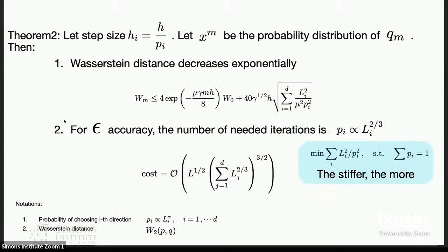So the exact statement of the theorem is also the same. You have the exponential convergence in terms of the Wasserstein distance, and you have the discretization error. Now, in order to control the discretization error, this pi, the probability of each coordinate getting chosen, is Li to the 2/3. We don't know why, but this is what we got. Also, if your coordinate is stiff, it gets chosen more frequently, and you have to adjust the step size h accordingly.